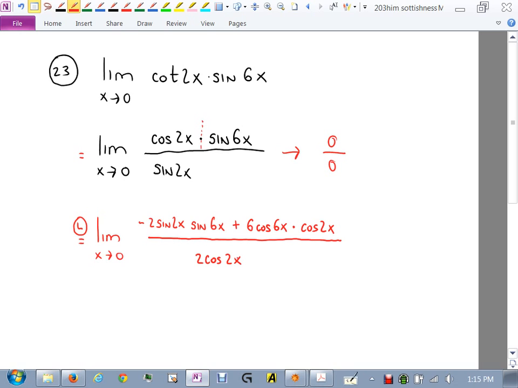Okay. It's going to work out good. X goes to 0. Sine of 0, 0. Sine of 0, 0. This is all 0. Cosine of 0, 1, but then times 6, right? So that's a 6. Cosine of 0, 1. So this is going to be 6 times 1 times 1. So 6 on top. And on the bottom, 2. The answer is 3. Is that all right? Questions?